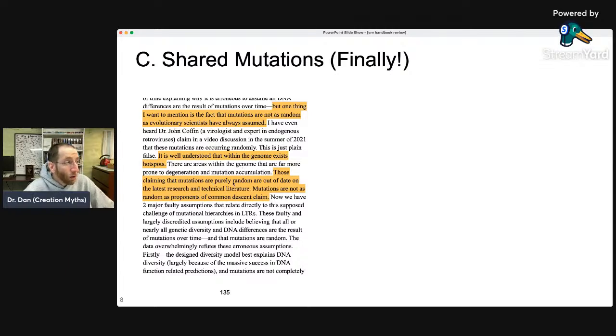Those claiming mutations are purely random are out of date on the latest research and technical literature. Mutations are not as random as proponents of common descent claim. This is the explanation for why you get shared mutations in a nested hierarchical pattern. Mutational hotspots. That's the explanation.